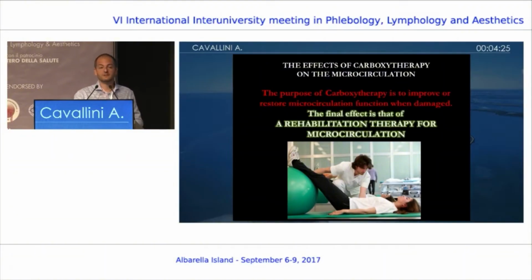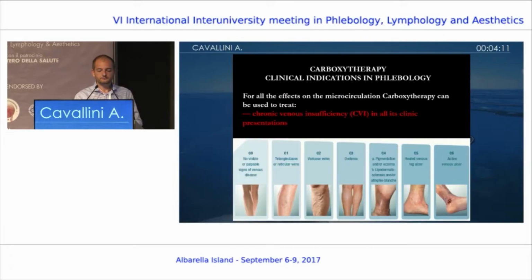So actual rehabilitation of the microcirculation is carried out, and when the patients ask me, why are you suggesting me carboxytherapy? Because it's a sort of rehabilitation of the microcirculation. So you can improve the microcirculation where it is more damaged.